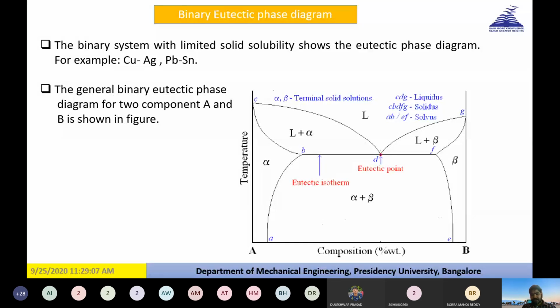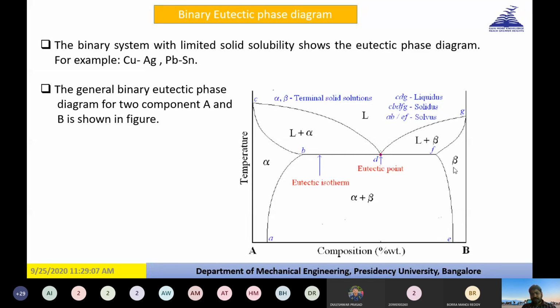In the binary isomorphous system, we are having two single phase regions. But in this case, if you try to see, this liquid is a single phase region, this alpha is a single phase region, and this beta is a single phase region. So here we are having three single phase regions. What is this L? L is the liquid. What is alpha? Alpha is the solid. What is beta? Beta is also solid.